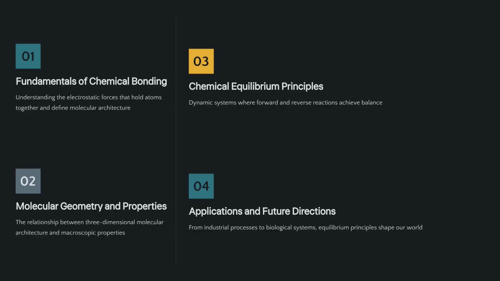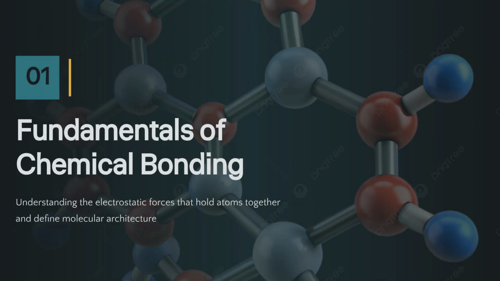First, the fundamentals of chemical bonding, exploring the forces that define molecular architecture. Then, we will examine molecular geometry and how it relates to macroscopic properties. The third section focuses on chemical equilibrium principles, where dynamic systems achieve a balance between forward and reverse reactions. Finally, we will look at applications and future directions of these concepts in our world.